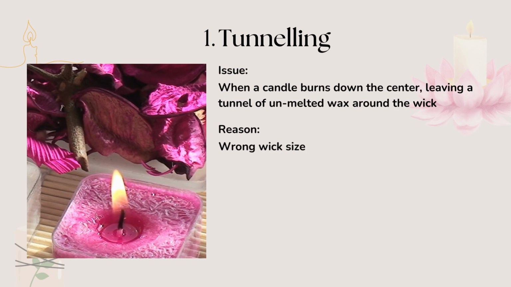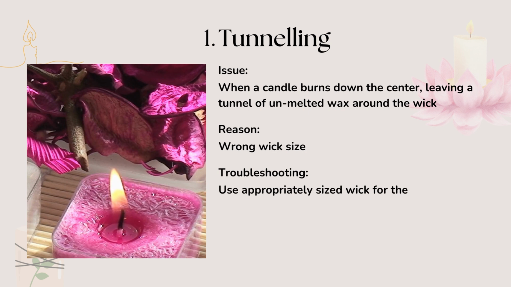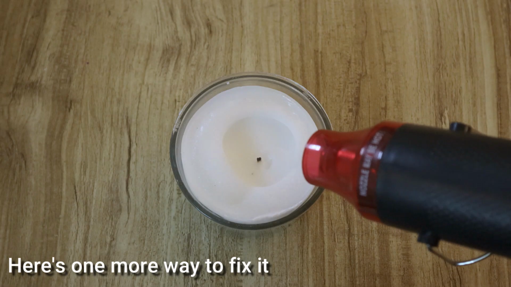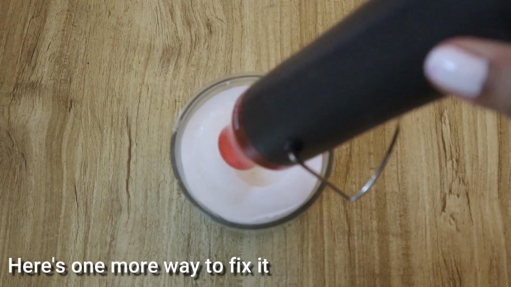Ensure your wick is appropriately sized for the candle's diameter. Trim the wick to 1/4 inch before each burn and let the candle burn long enough for the entire surface to melt during the first use.